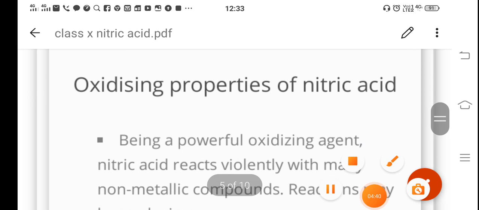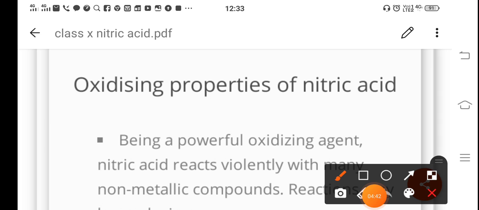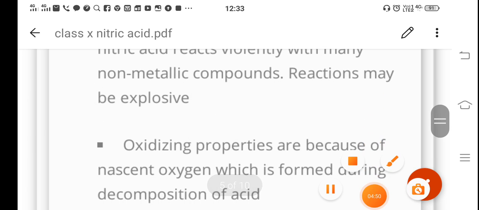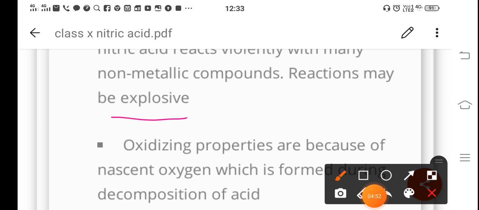The very first is the oxidizing property of nitric acid. Nitric acid is a very powerful oxidizing agent. It reacts vigorously with metals and non-metals, and it can also be used in explosive preparation.